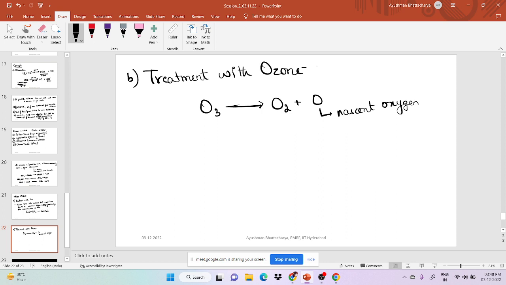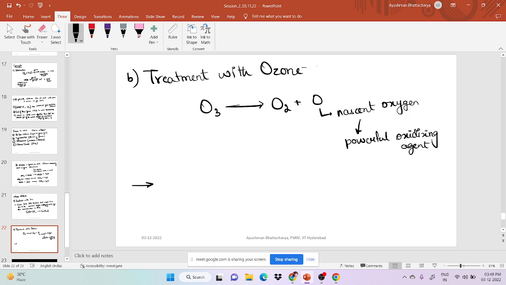So remember, nascent oxygen is a powerful oxidizing agent, and it removes organic matter as well as bacteria from the water. Ozone also removes color, taste, and odor. So this is treatment with ozone completed. O3 produces O2 plus O, which is nascent oxygen. It is a powerful oxidizing agent.